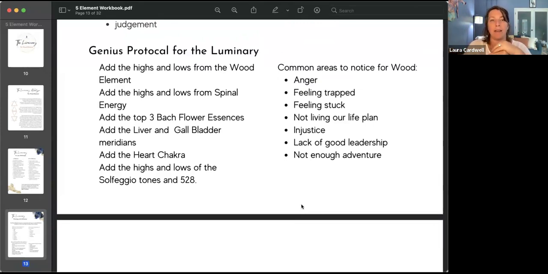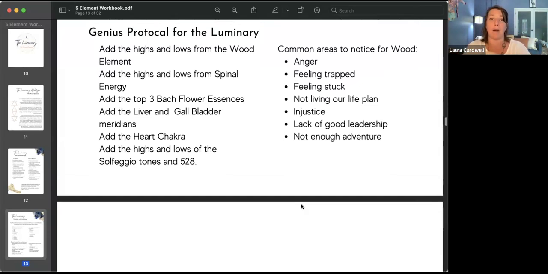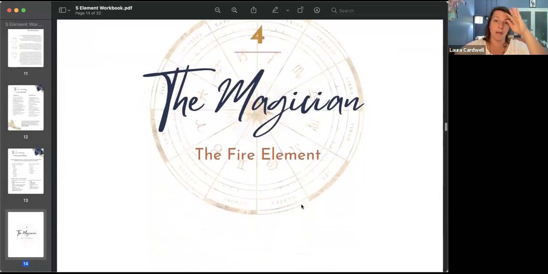I often say you're not necessarily looking, although with the genius you are looking, right? But also you're listening to what they're telling you, and where they're getting stuck and frustrated. Again, on every one of these pages, you'll have a genius protocol where you can add these things in to help harmonize anger, and then check to see how they're feeling afterwards, right? We'll do that when we get to the demo today.